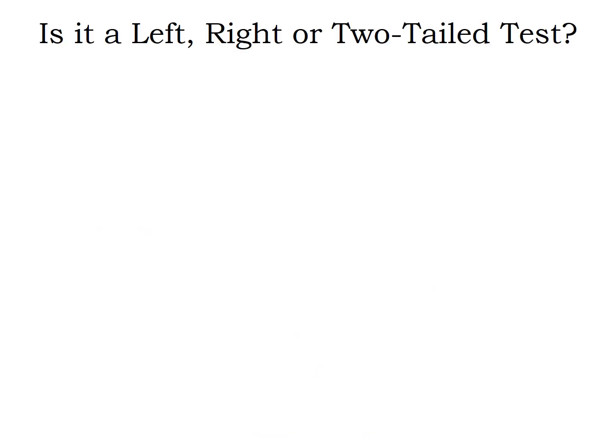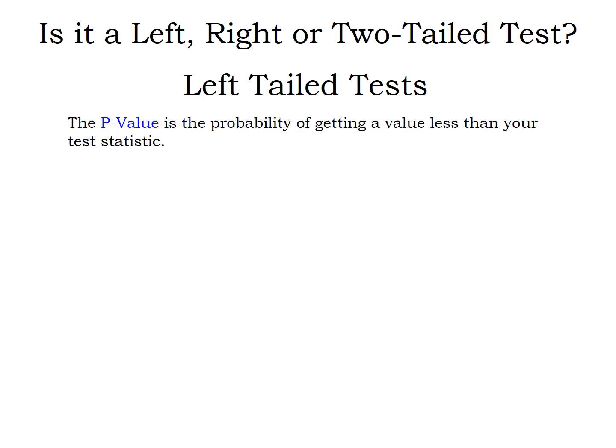So in this episode, we're going to talk about how to determine if we're doing a left, right, or two-tailed hypothesis test. And to do that, we've got to start by talking about what we mean by each of those terms. A left-tailed hypothesis test simply means that the p-value is the probability of getting a value that is smaller or to the left of your test statistic.